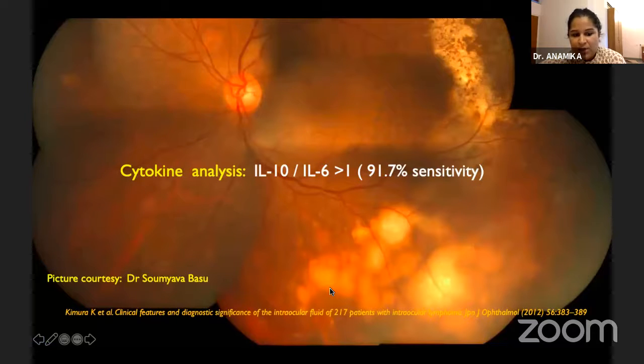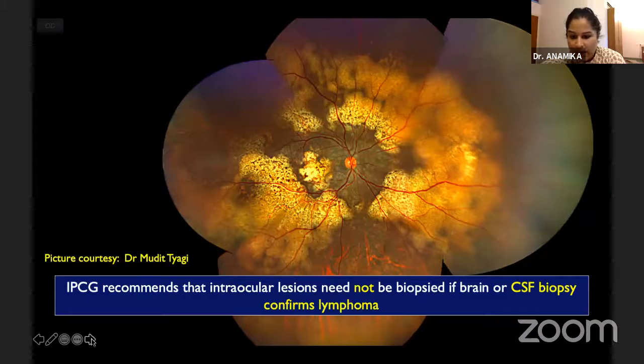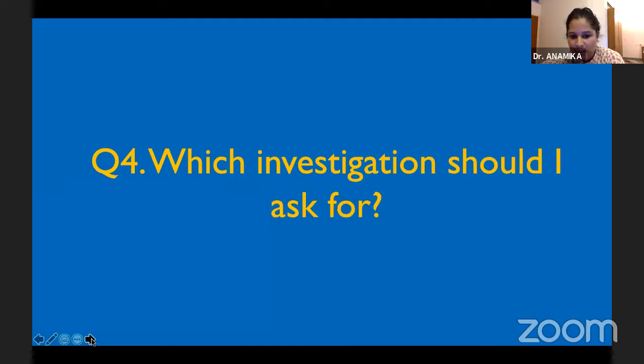Coming to the last case, which is of an intraocular lymphoma, here you would want to do the vitreous biopsy because you want to look at interleukin 10 and 11 in the vitreous specimens. One important point here is that you would want to do culture and PCR for a diluted specimen, and for an undiluted one, you want to do cytology and immunohistochemistry. Another very important point: if the CSF biopsy confirms the lymphoma, you need not do the vitreous biopsy.